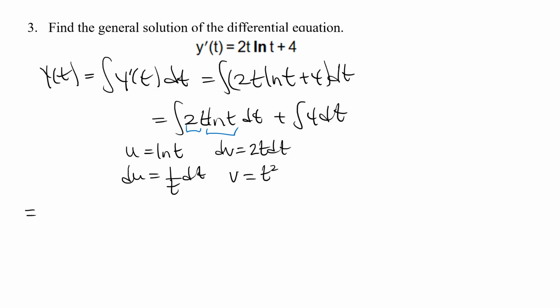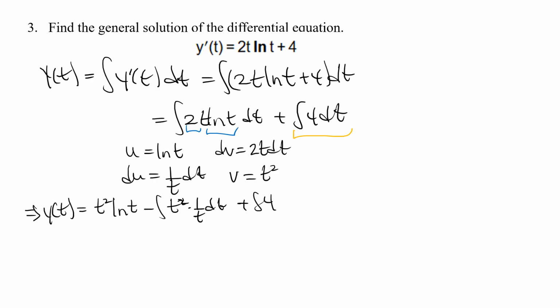Put it all together, and y of t is equal to u times v, so 2t squared ln of t, minus the integral of v du. Then don't forget about this other integral up here that we haven't touched. We bring that down: the integral of 4 dt. Nothing happens with this part, but the v du piece simplifies to just t.